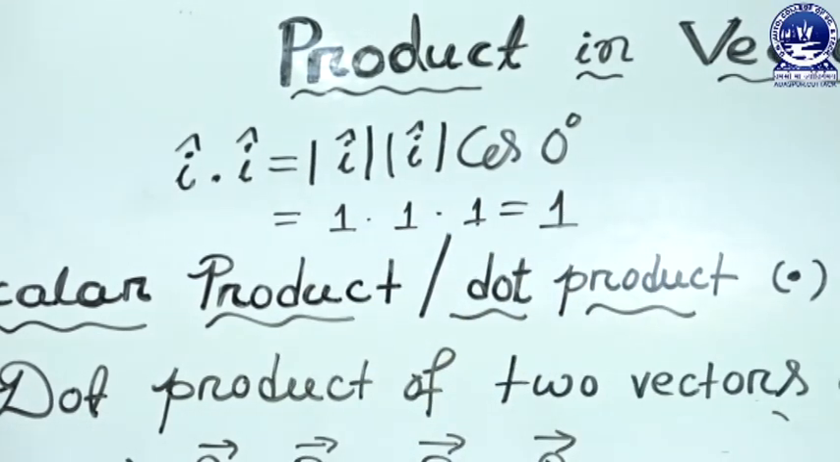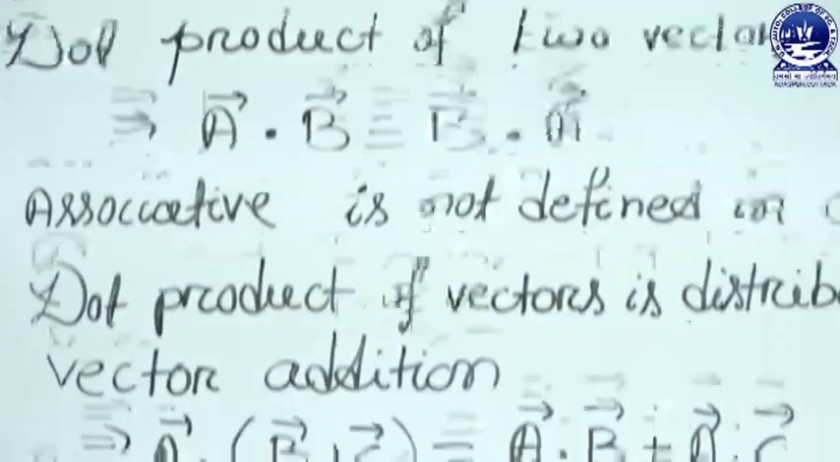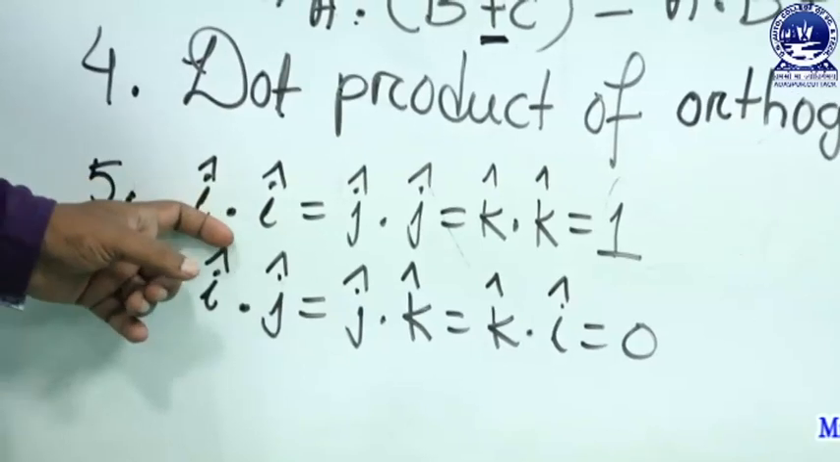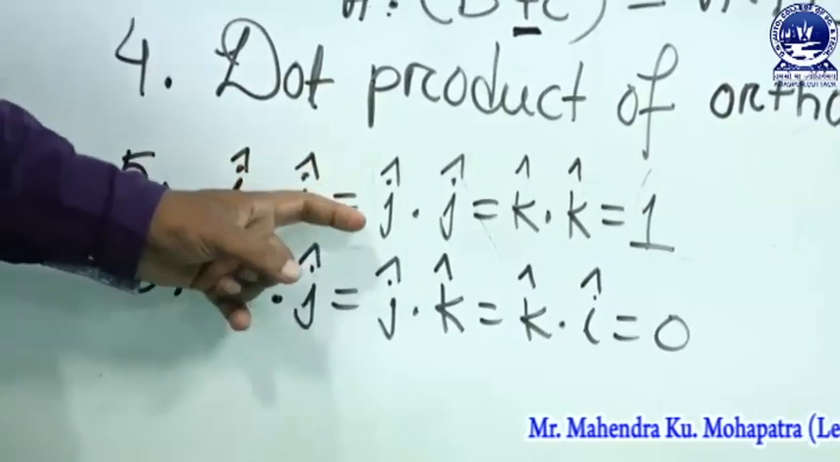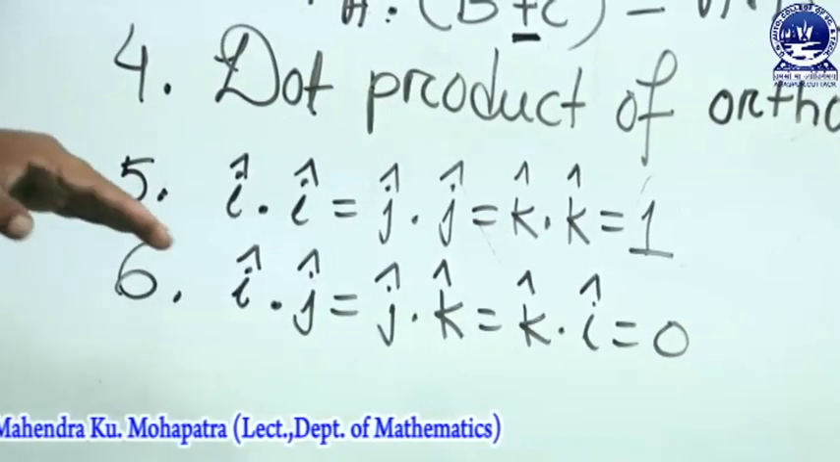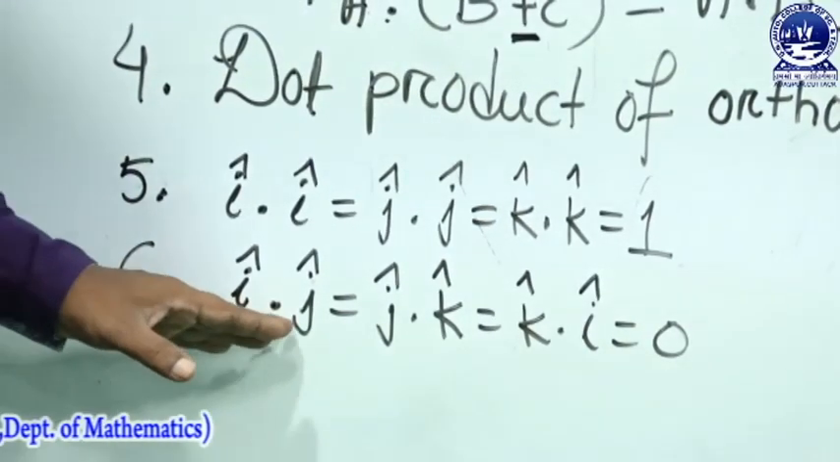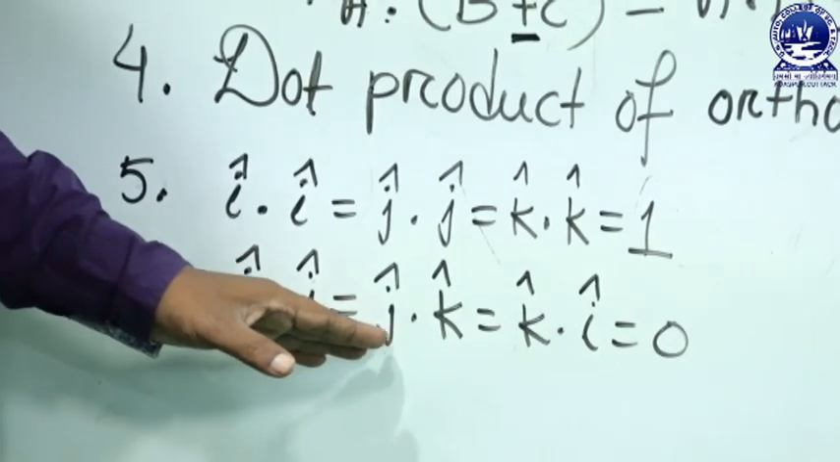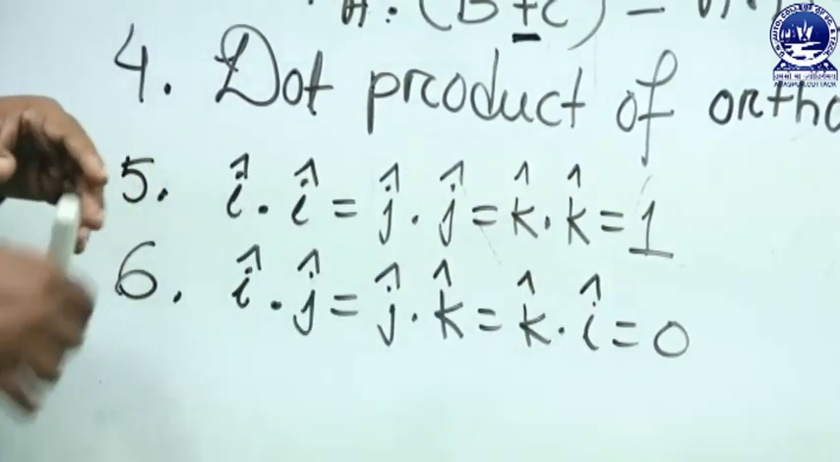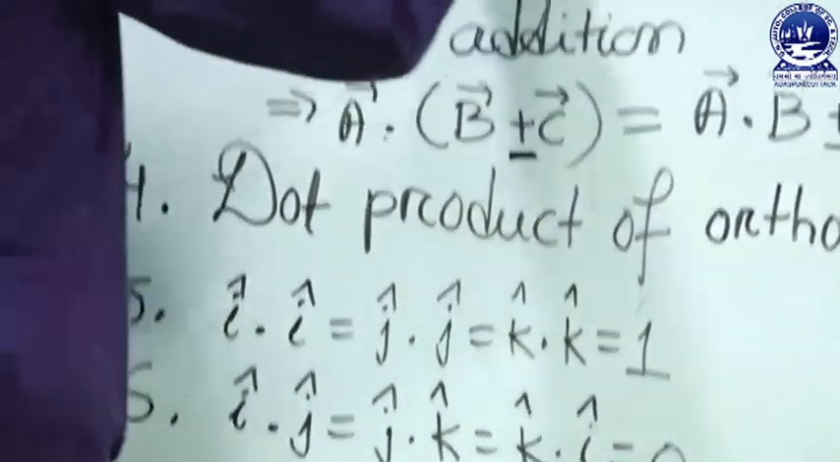So, similarly, j dot j is also 1, k dot k is also 1. The three dot products i dot i, j dot j and k dot k are also 1. The last one: i dot j is equal to j dot k is equal to k dot i is 0, always 0. So, how is it possible?